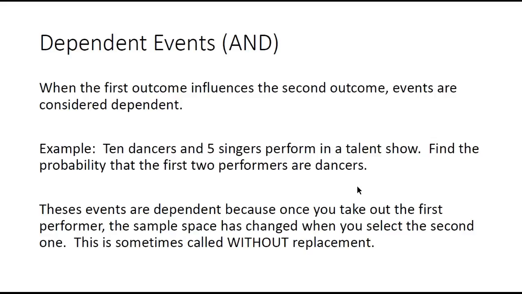If you get a dancer the first time, that means that there are fewer dancers for the second choice. There are also fewer performers. The sample space has changed as you make selections. This is also known as without replacement.